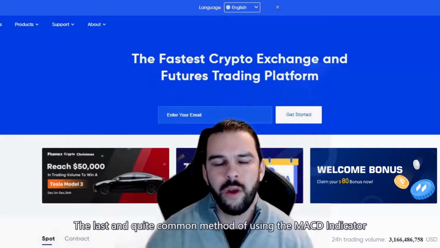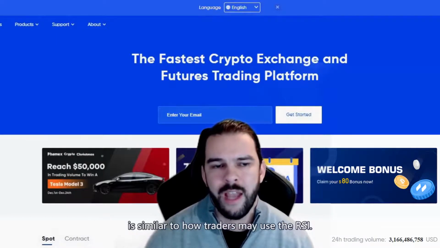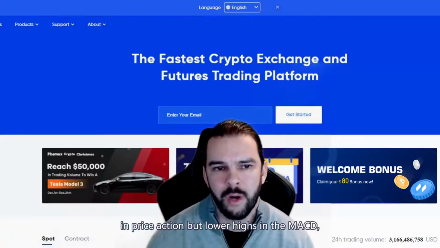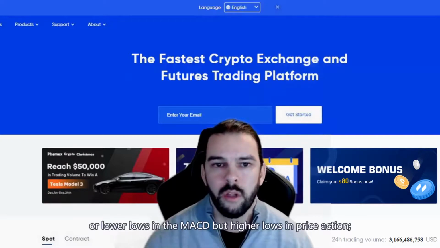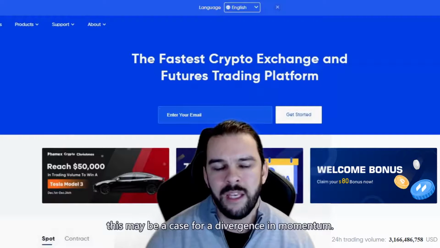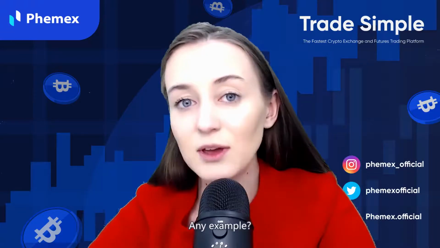One last common way that traders can use the MACD is similar to how they use the RSI. So if we have a trend that has continued upward, printing higher highs in price action, but lower highs in the MACD, or lower lows in the MACD, but higher lows in price action, this may be a case for a divergence in momentum. Can you give us any examples?